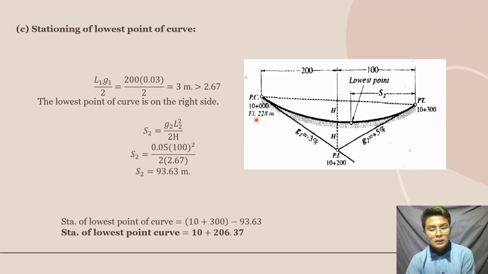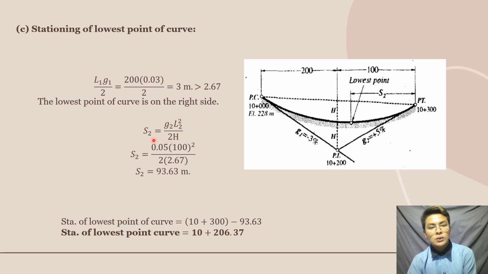Last is getting the stationing of the lowest point of the curve using this figure. We must first get our L1 and our S2. So L1 times G1 divided by 2 is equal to 200 times 0.03 divided by 2. Then we get 3 meters, which is greater than 2.67. The lowest point of the curve is on the right side.